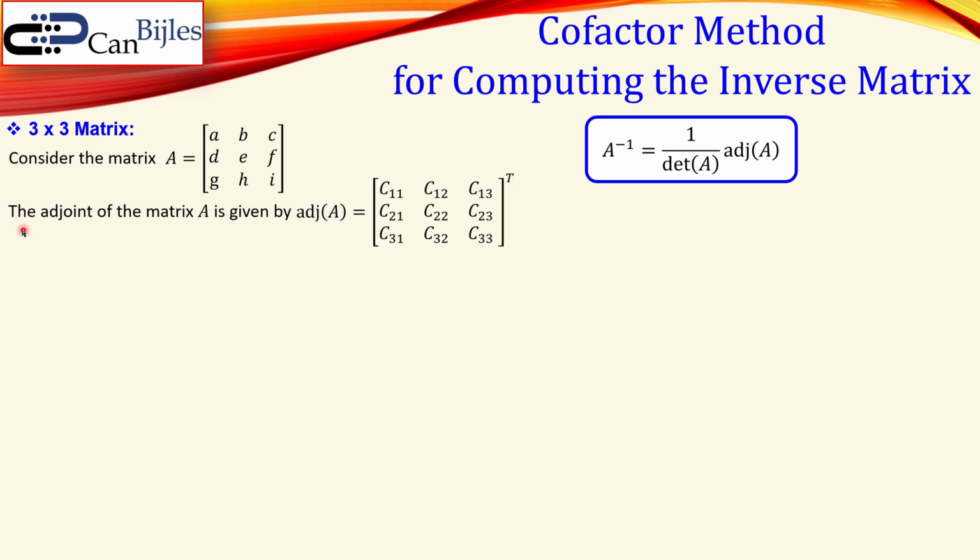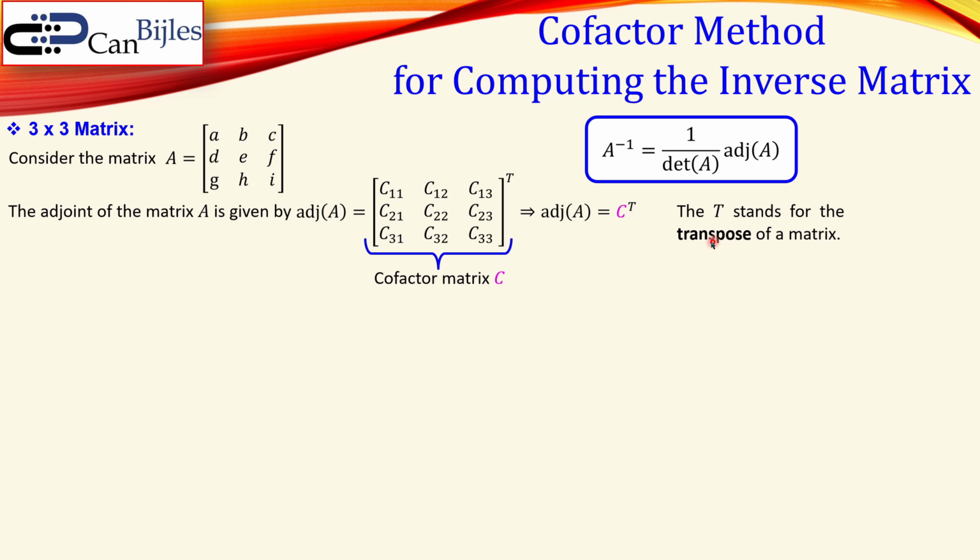Now we start with the definition of the adjoint of this matrix that is given by this expression. We see here 9 elements in this matrix, and it is also with a transpose operation. So what is this C11, C12, etc.? That will be clarified shortly in detail. And this part only, without this transpose operation, is called the cofactor matrix C. So that means this adjoint of A is then C to the power T, where C is the cofactor matrix, and this T stands for the transpose of the matrix. Again, that will be clarified shortly.